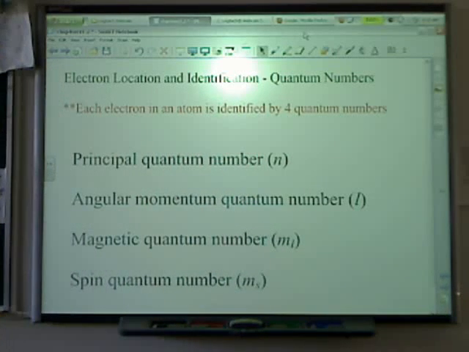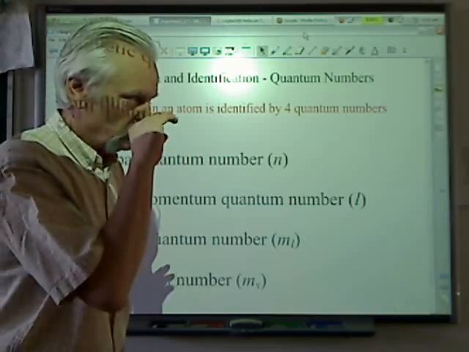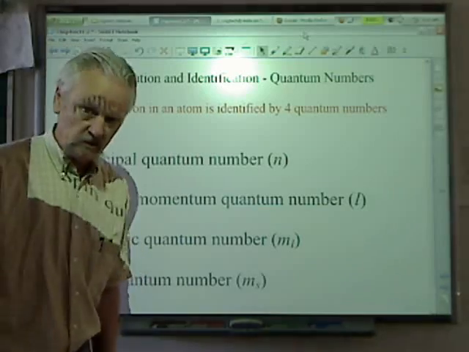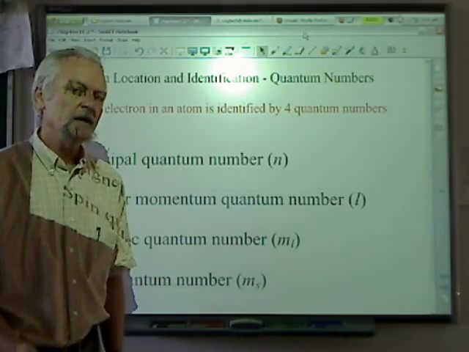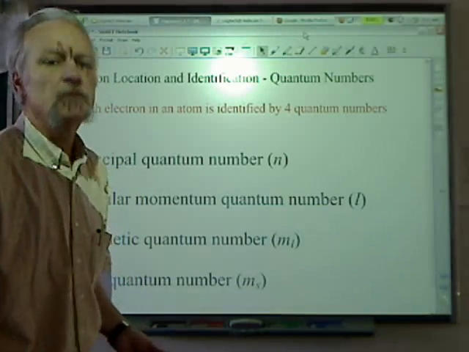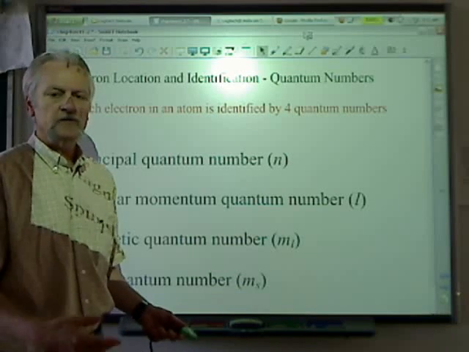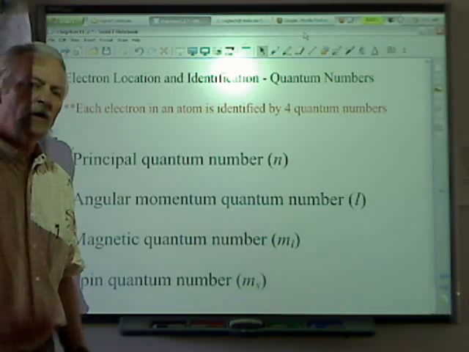Back again. So one of the most important products then of Schrodinger's wave equations were this set of quantum numbers that can be assigned to each electron in an atom. They represent, if you will, an address that describes completely the electrons in any atom. Each electron is identified by 4 of these quantum numbers.